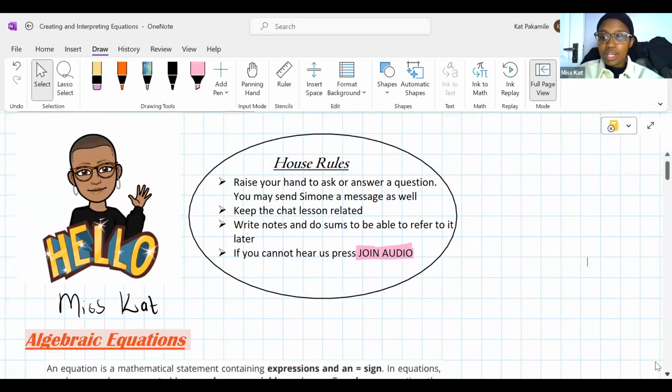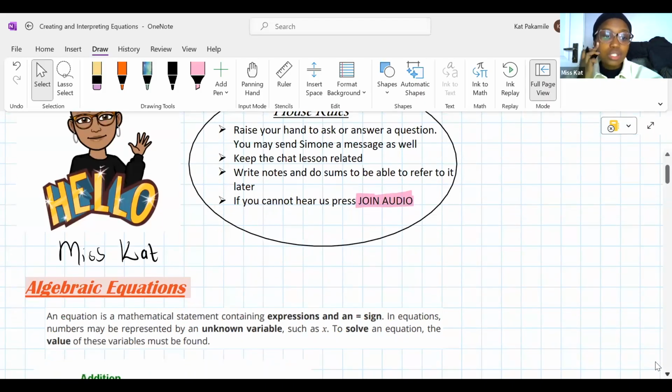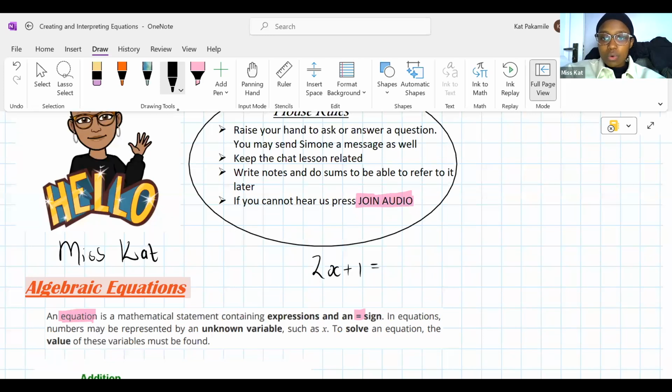What are algebraic equations? As I said, we just did expressions. Now, an equation, listen to that word equation, sounds a lot like equal sign. An equation is a mathematical statement that has expressions separated by an equal sign. On your left, you could have 2x plus 1, then an equal sign, then x minus 4. So we have two expressions, one on the left, one on the right, separated by an equal sign. That would be an equation.